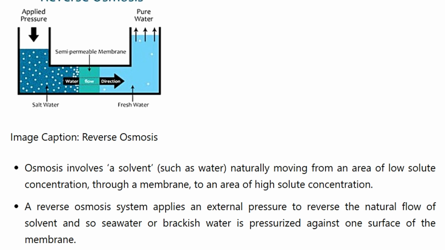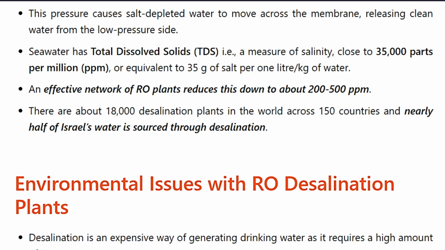A reverse osmosis system applies an external pressure to reverse the natural flow of solvent, and so seawater or brackish water is pressurized against one surface of the membrane. This pressure causes salt-depleted water to move across the membrane, releasing clean water from the low-pressure side. Seawater has total dissolved solids, TDS, i.e., a measure of salinity, close to 35,000 parts per million, ppm, or equivalent to 35 g of salt per 1 liter/kg of water. An effective network of RO plants reduces this down to about 200 to 500 ppm.